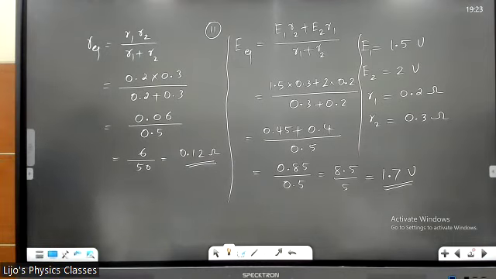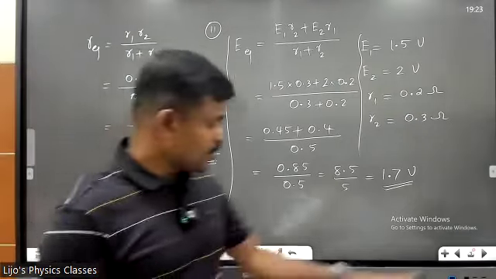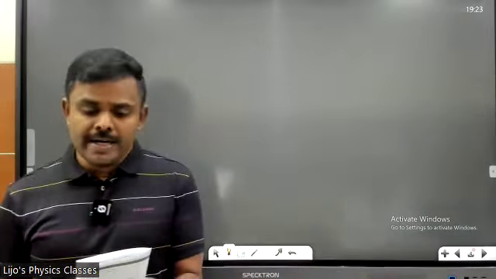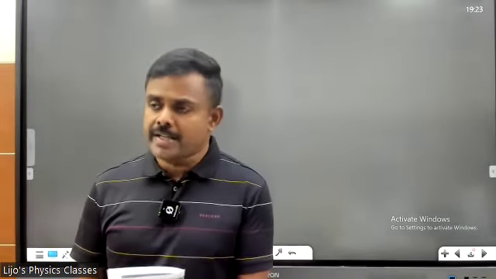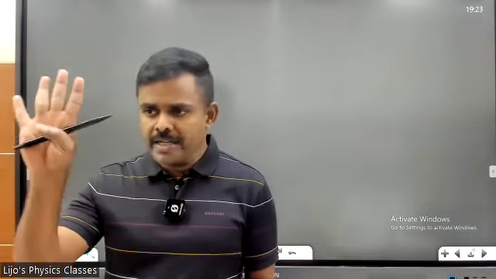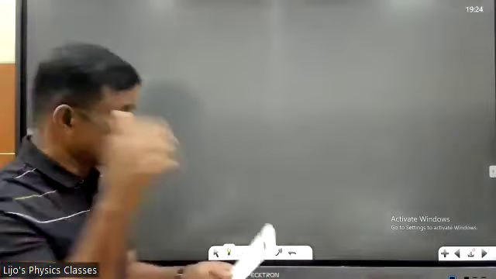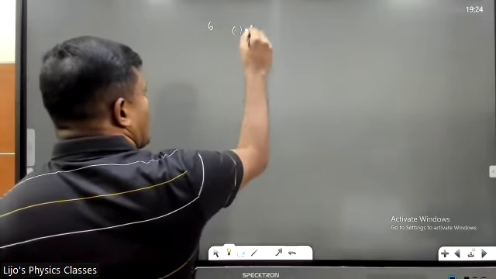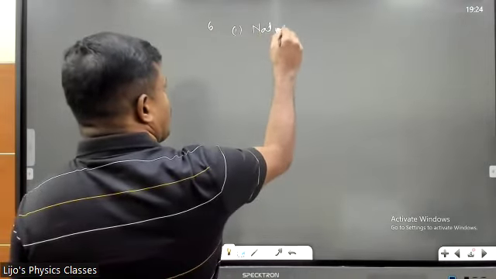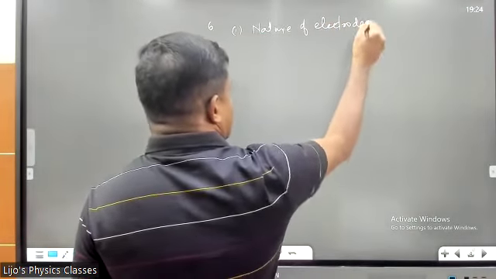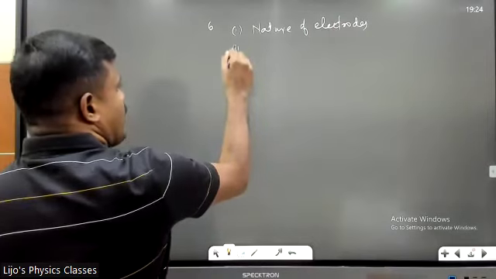Read question number 6. All right, 2 more questions, take a break. Question number 6. Write any two factors on which internal resistance of a cell depends. Do you remember what I told you yesterday? 4 factors I wrote, right? So you can write the 5th one. Internal resistance depends on nature of electrodes. There are 2 rods called electrodes.